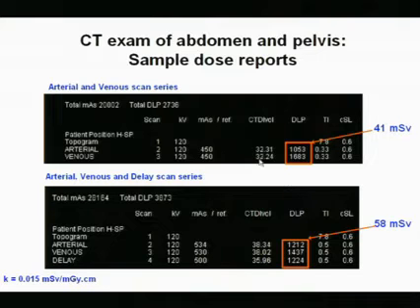Calculate the scan length. This translates to 41 millisievert just by simple conversion factor. I'm not going to be complicated. Whereas this arterial, venous and delayed phase had 3 scans, this translates to 58 millisievert.